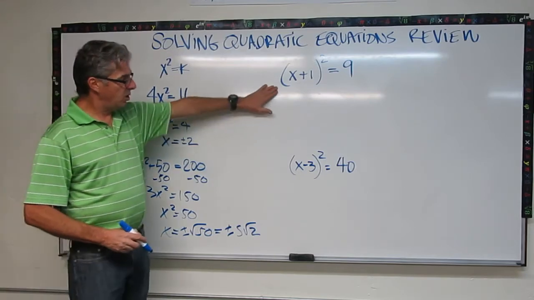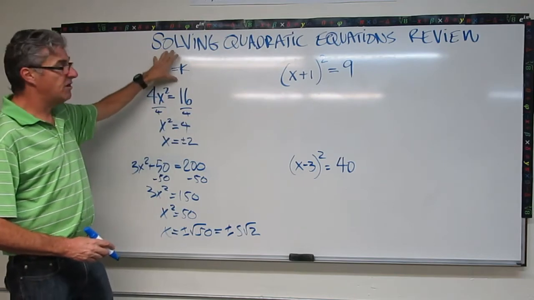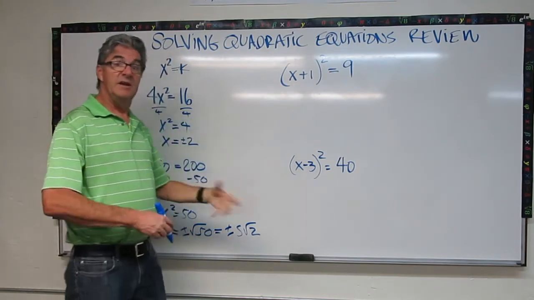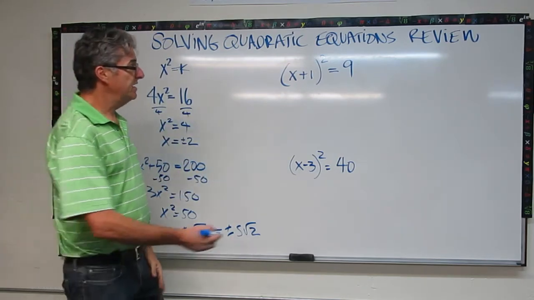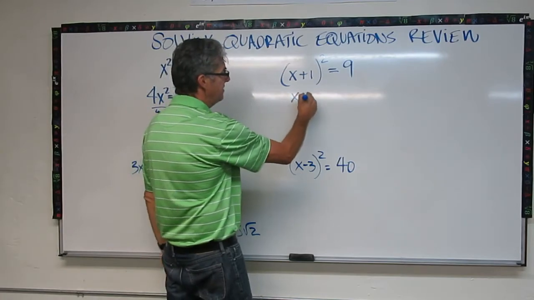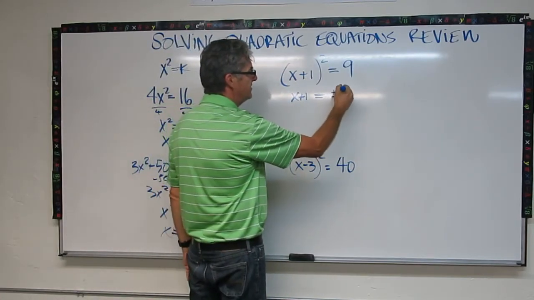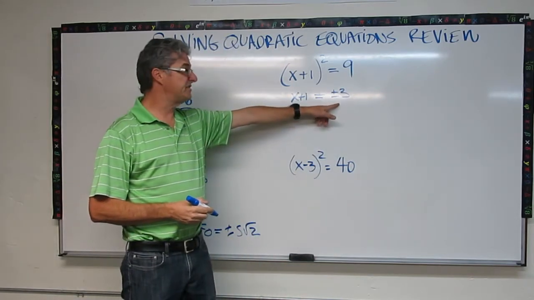Okay, we also had some more complicated ones where we had a binomial squared. It's still the same general idea here, except the thing that's squared is a little bit more complex. But same process. So for this one, we're going to take the square root of both sides. That's going to get rid of my squared there. So I have x plus 1 equals plus minus 3. So I have two solutions on this side.